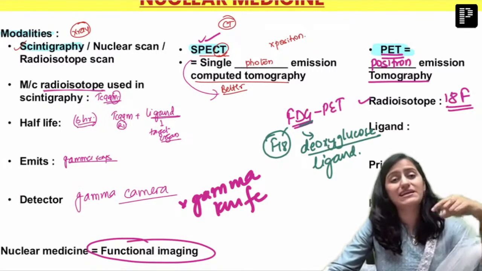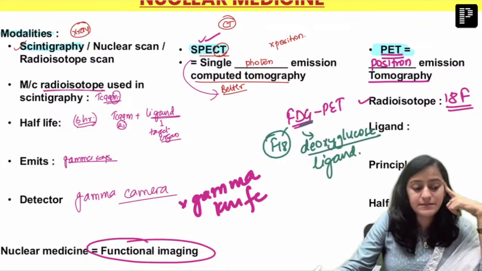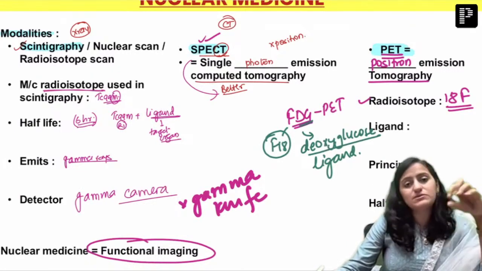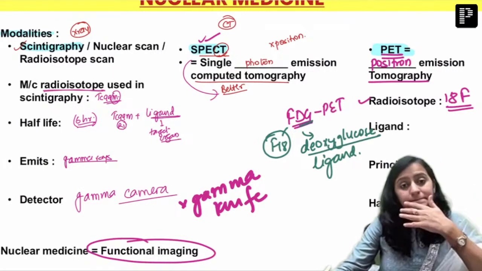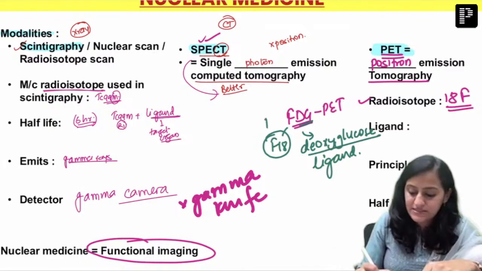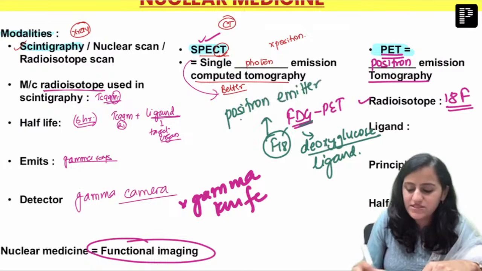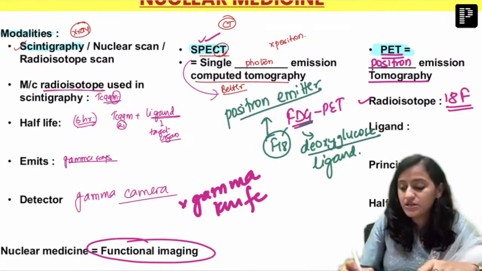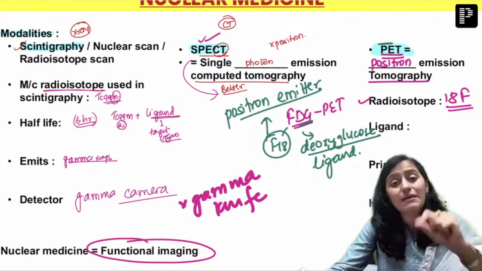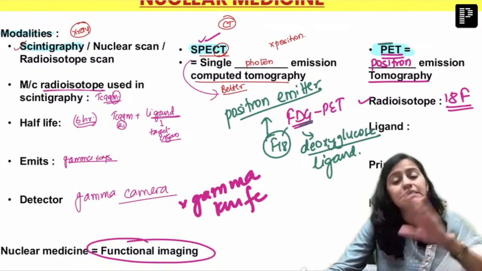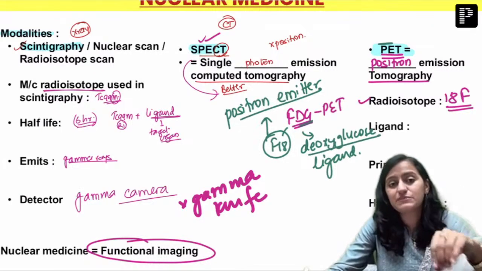Why do I use F18? Why do I not use technetium-99m in PET scan? Why is there this difference? In scintigraphy, you are using technetium-99m. But in PET scan, you are not using technetium-99m. Why do you want F18 only? Because this F18 is a positron emitter. It emits positron, and that is what I need in PET scan. It's a positron emission tomography. Technetium-99m emits gamma rays and not positron. So that is why we do not use technetium-99m.